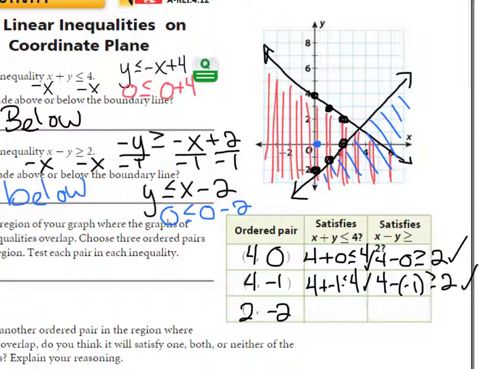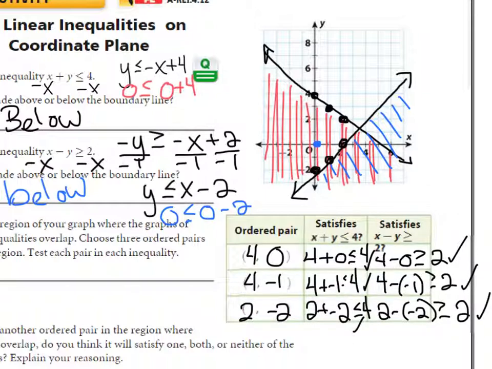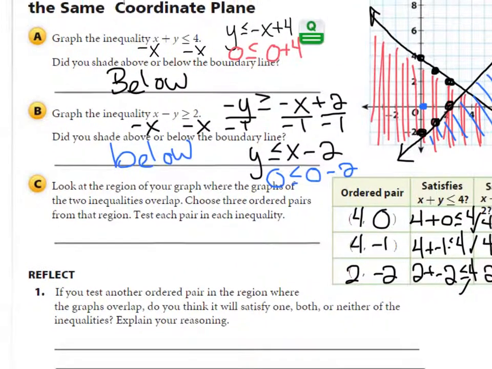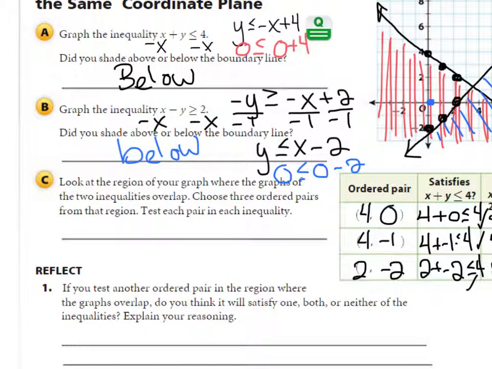So the third pair to check is 2 plus -2 less than or equal to 4. Yep, because it would be 0. 2 minus -2 greater than or equal to 2. And that's another yes, because that would become a 4. Okay, so that was part C.